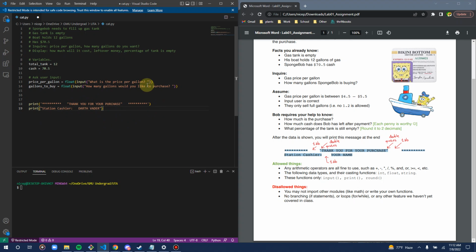So I also have typed up the inquiring about inputs. Something to note about this is that I have wrapped it in a float already, because if I was to just say price per gallon equals input, what is the price per gallon, that would be a string implicitly. That's what it is by default. So if you wrap it in a float, then you're able to do math with it, and we have to do math with it. So let's just dive right into it.